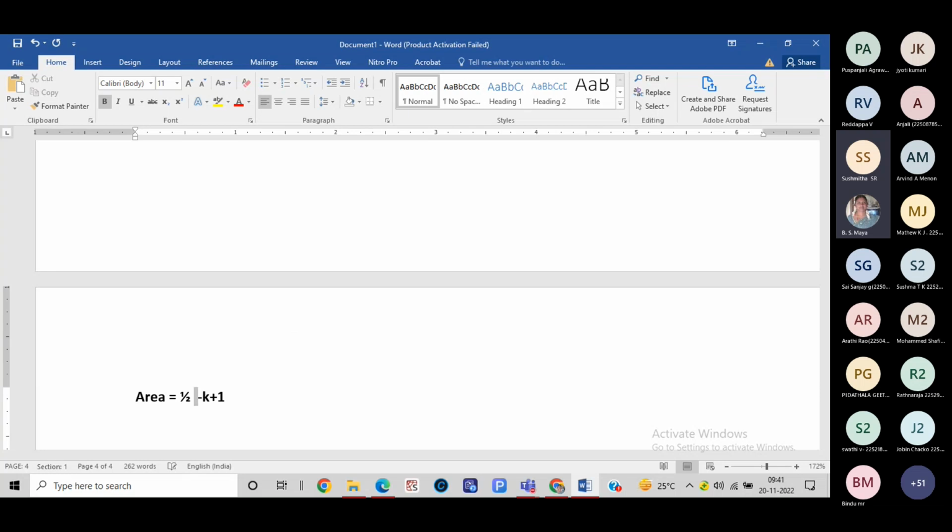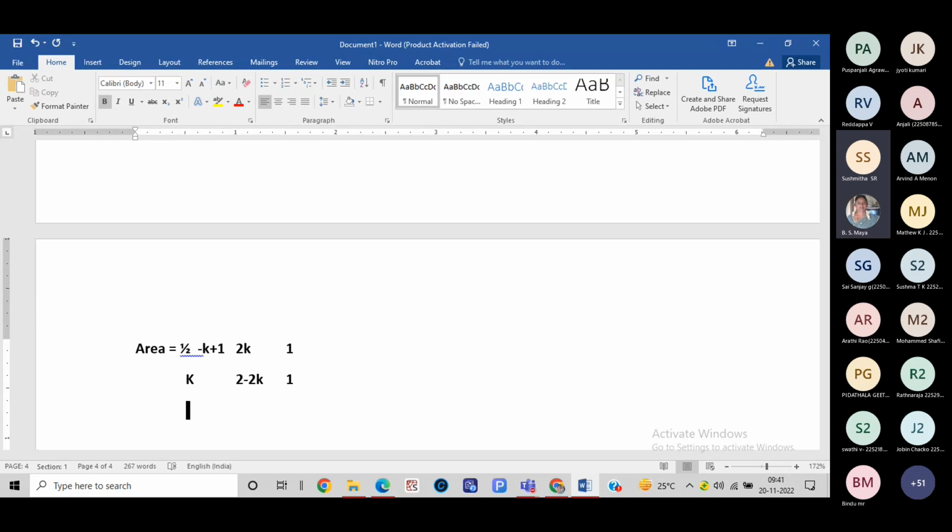First column is minus k plus 1. I will skip the 1 by 2 for now. Then 1 minus k, next is 2k, next is 1, 1. The next column is k, then 2 minus 2k, then 1, 1. Next is minus 4 minus k, minus 6 minus 2k, then 1. 1. Now come to the normal method.